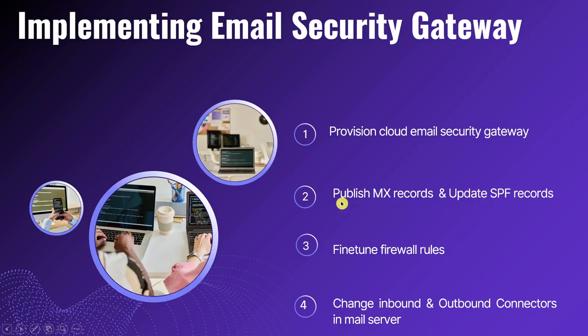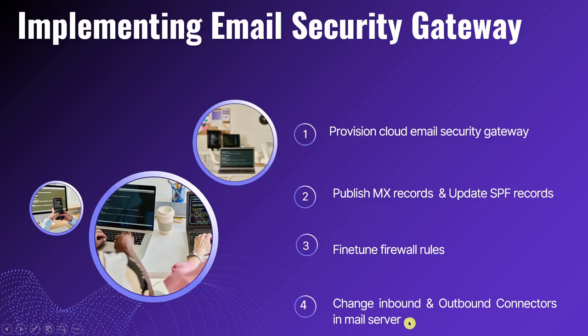Once you publish the MX record and update the SPF record in your DNS site, you need to fine-tune the on-premise firewall rules, to allow your Cloud email security gateway's IP addresses or IP ranges in a firewall rule in the NAT settings. Once you configure these NAT settings and allow the Cloud email security gateway's IP addresses, then you need to configure the inbound and outbound connectors in the mail server.